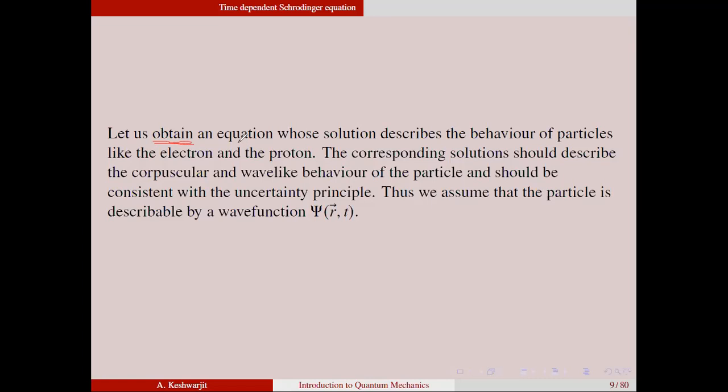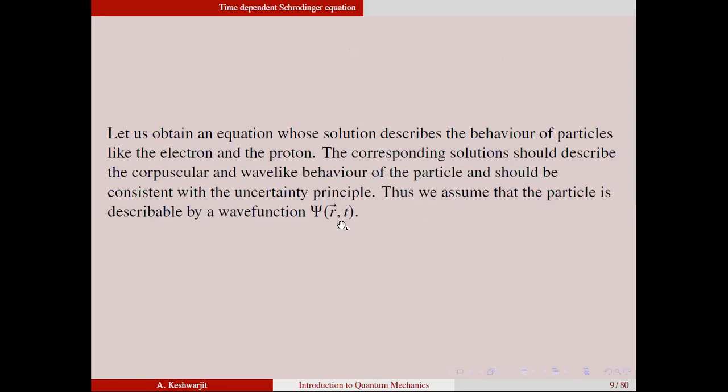Because these are laws which cannot be derived. The predictions which we obtain from these laws and equations have been verified by experiments. Therefore, we assume that these equations and these laws are correct. So let us obtain the Schrodinger equation. Clear all the drawings. The particle is describable by a wave function.